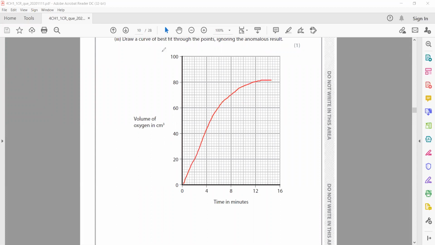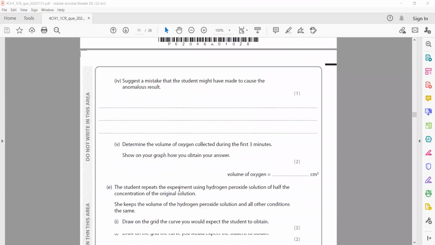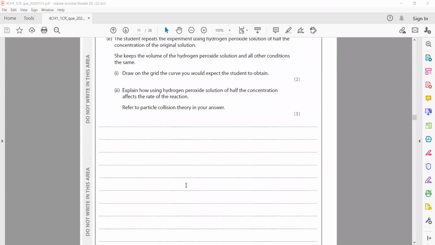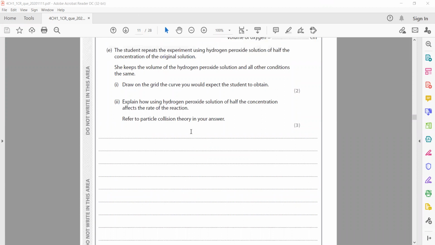So use your graph, draw a line at 3 minutes and find what will be the volume of the gas. According to your graph, you will answer this part. Draw on a grid the curve you expect for the student. The student repeats the experiment using hydrogen peroxide of half concentration.